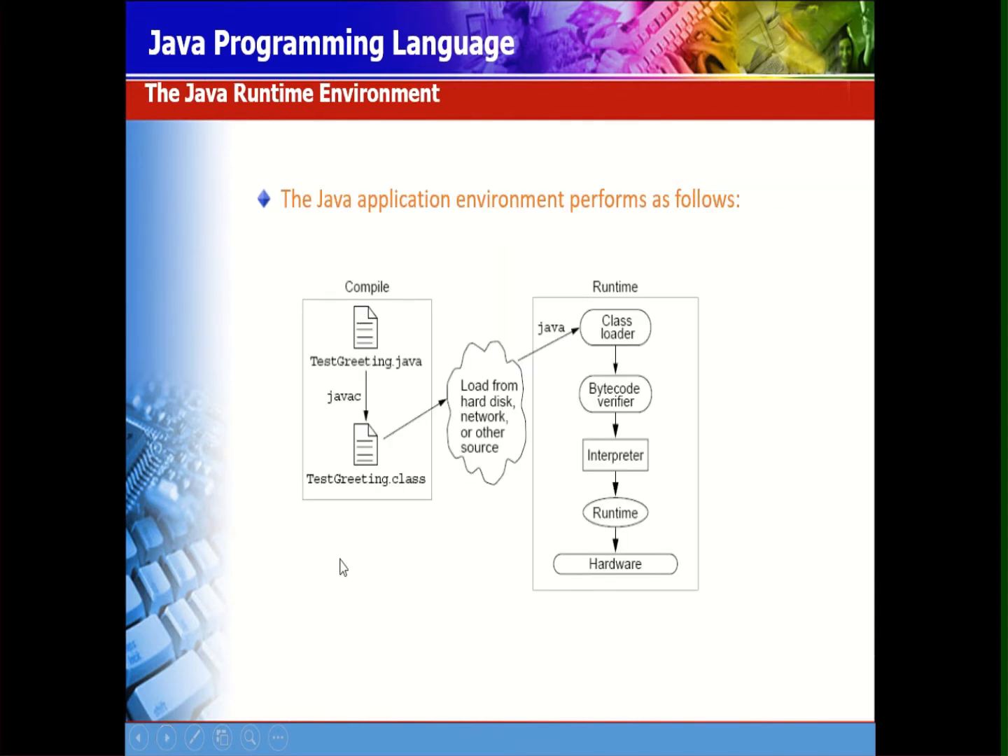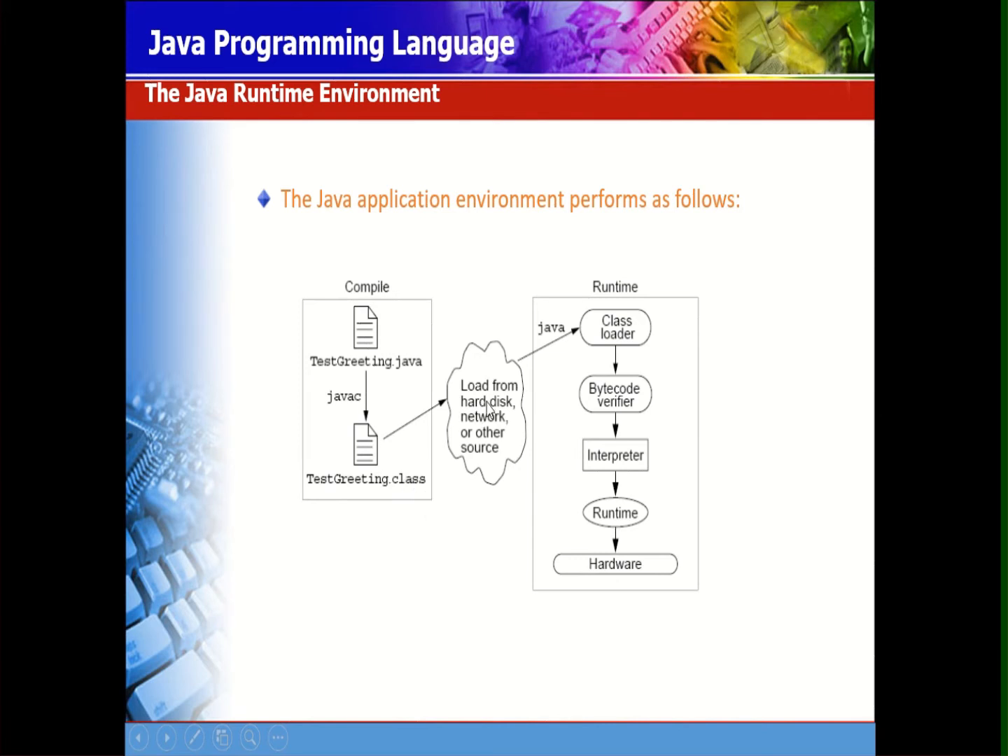Now, this is the diagram of a runtime environment. The Java application environment performs as follows. Here is the compilation process and this is the runtime execution process. We have created a sample file, testgreeting.java. This has been compiled by a compiler called javac, and after compilation, this particular file is converted to a class file, that is testgreeting.class.